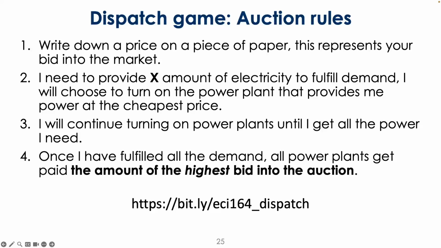So the optimal strategy for all of the generators is the same. You want to bid in at your fuel price, except for the last generator. What is the optimal strategy for the last generator? Yeah, we bid way, way up, right?